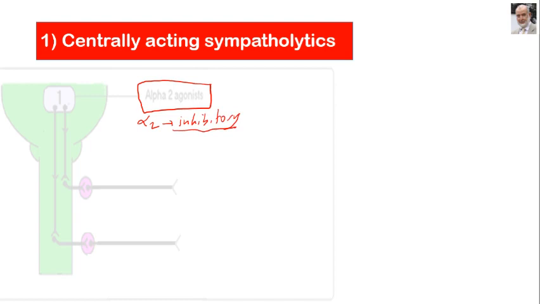Why? Because they decrease the formation of cyclic AMP, and therefore they decrease the intracellular calcium. This acts centrally, especially in the medulla, which is the lower part of the brainstem. This alpha-2 activity in the medulla will decrease sympathetic outflow.